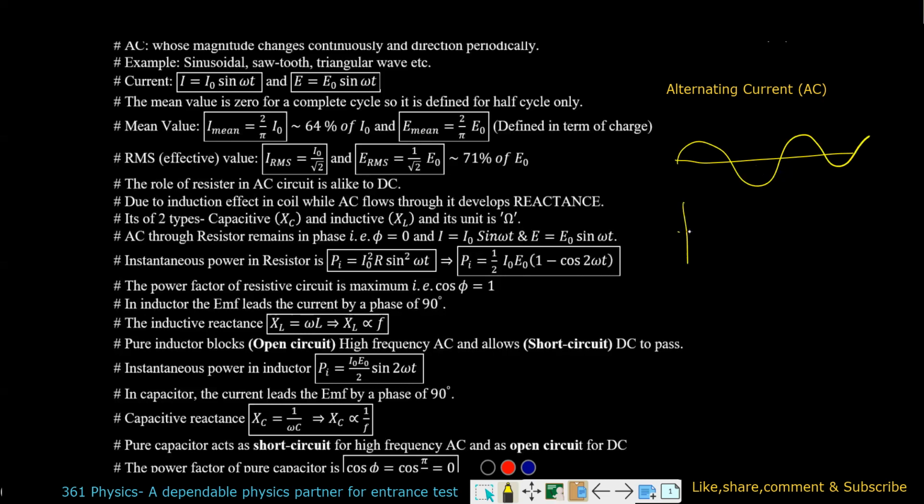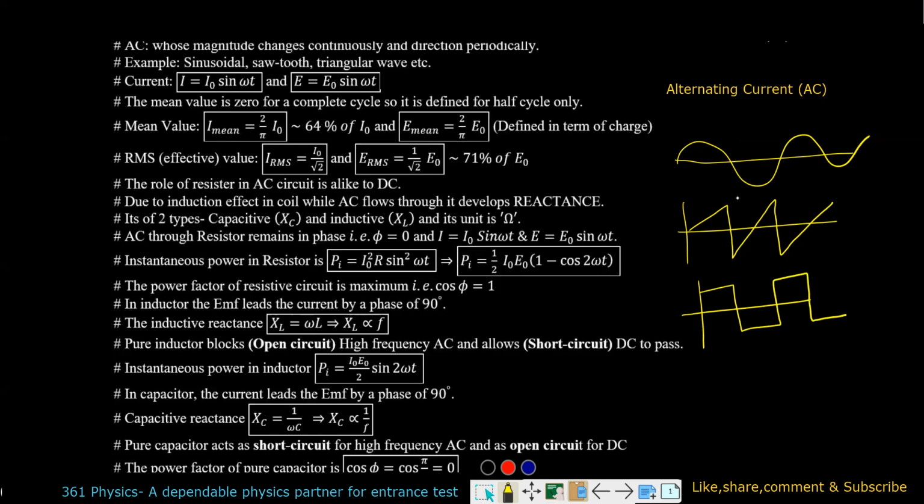Similarly, sometimes you may have this kind of current as well. So it increases, then changes again, polarity changes. This is called sawtooth. The sawtooth is also alternating current. Sometimes you may have this kind of pulse, a rectangular or square pulse. This is also alternating.